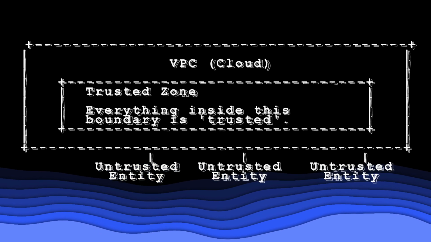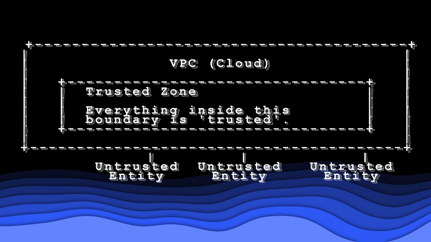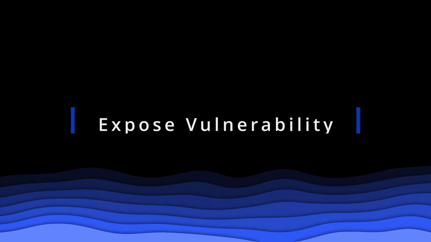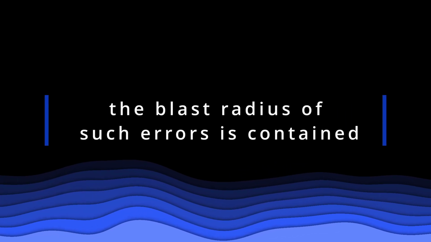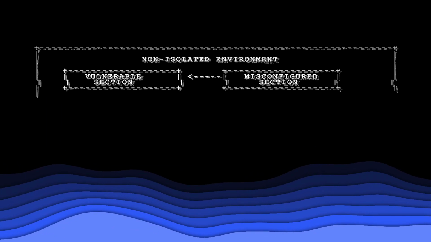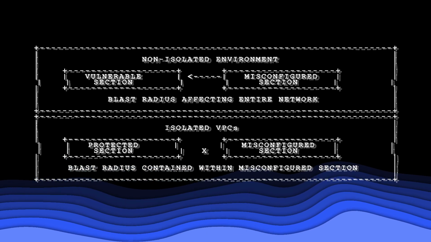Human errors, like misconfigurations, are common in IT. In a non-isolated environment, such a misstep in one section could expose vulnerabilities across the entire network. However, with VPC's isolation, the blast radius of such errors is contained. If a security incident does occur, having isolated VPCs makes incident response more manageable.